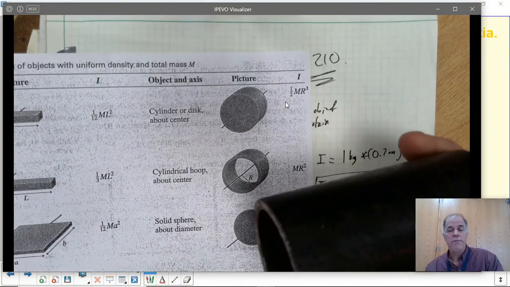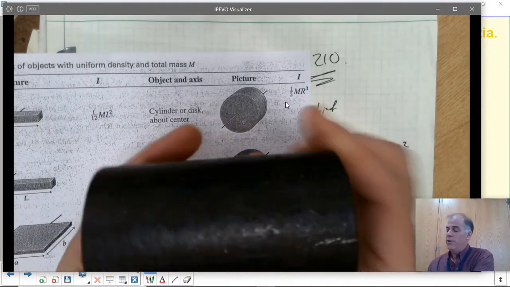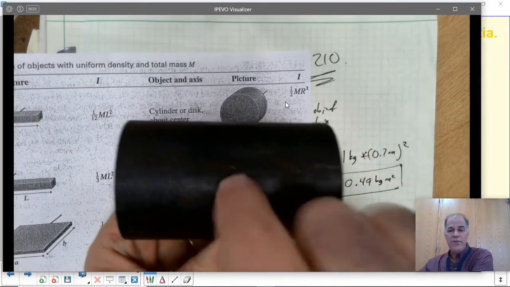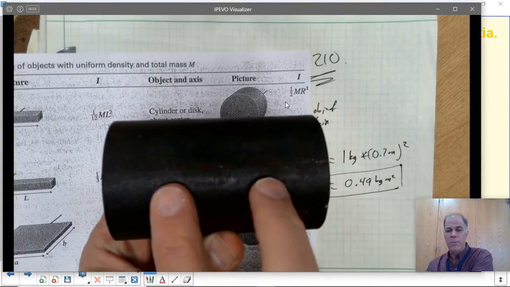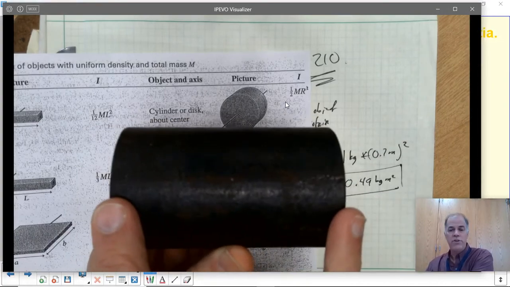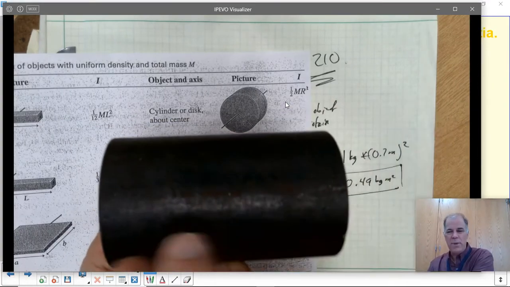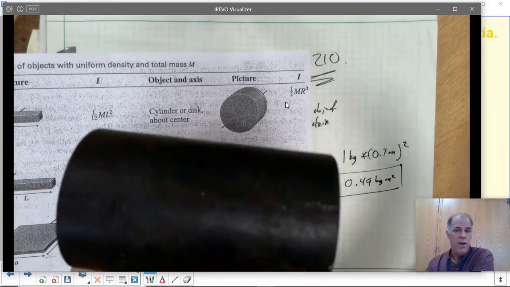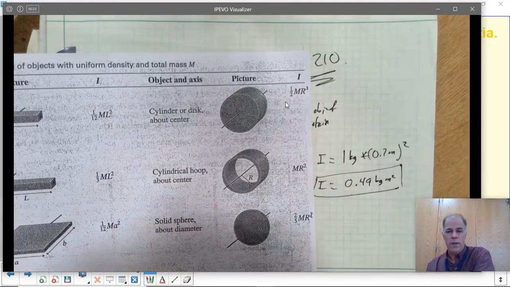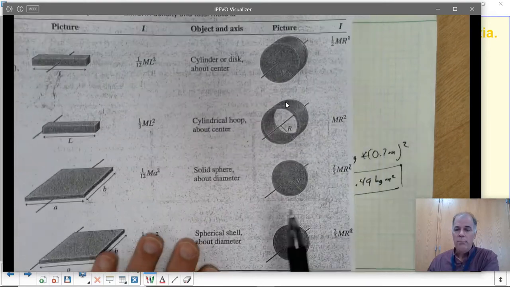It's going to be a different equation because now some of the mass is at the center of rotation and some of it is part way out and some of it is all the way out. So we have to find some kind of an average distribution of where the mass is and make a formula based on that.